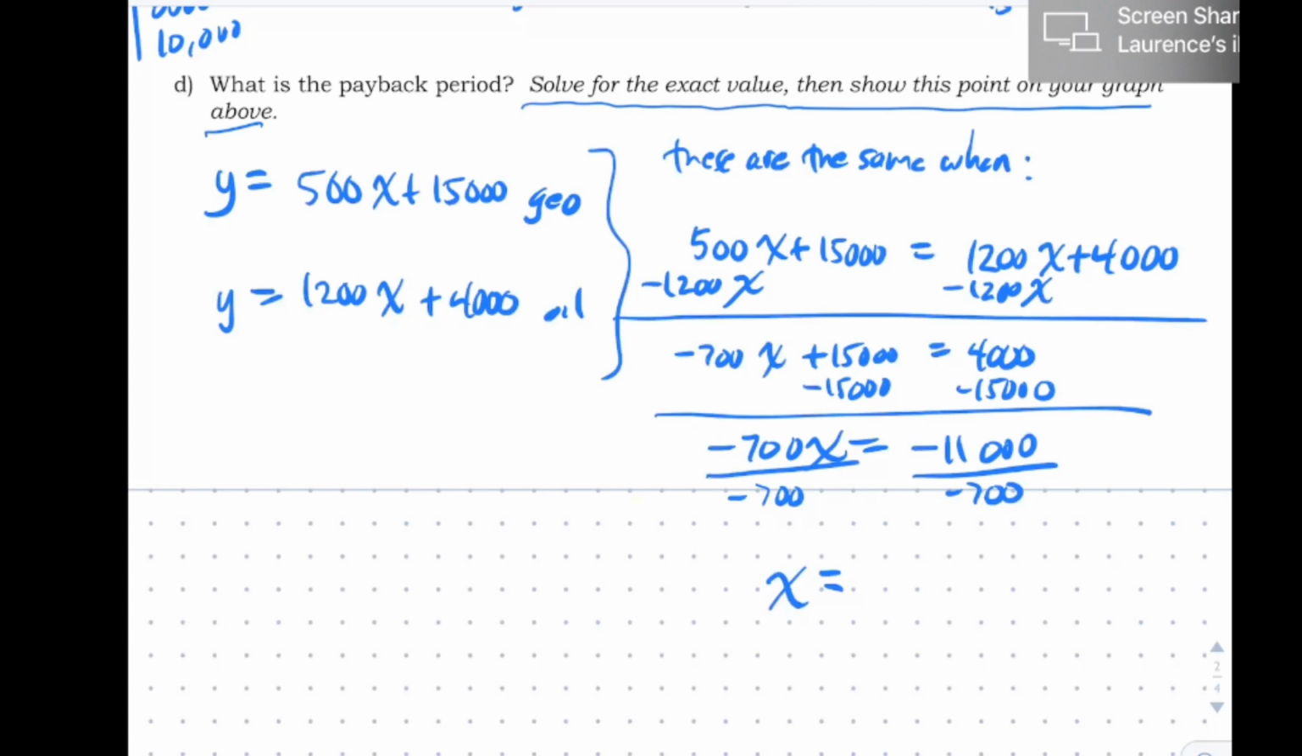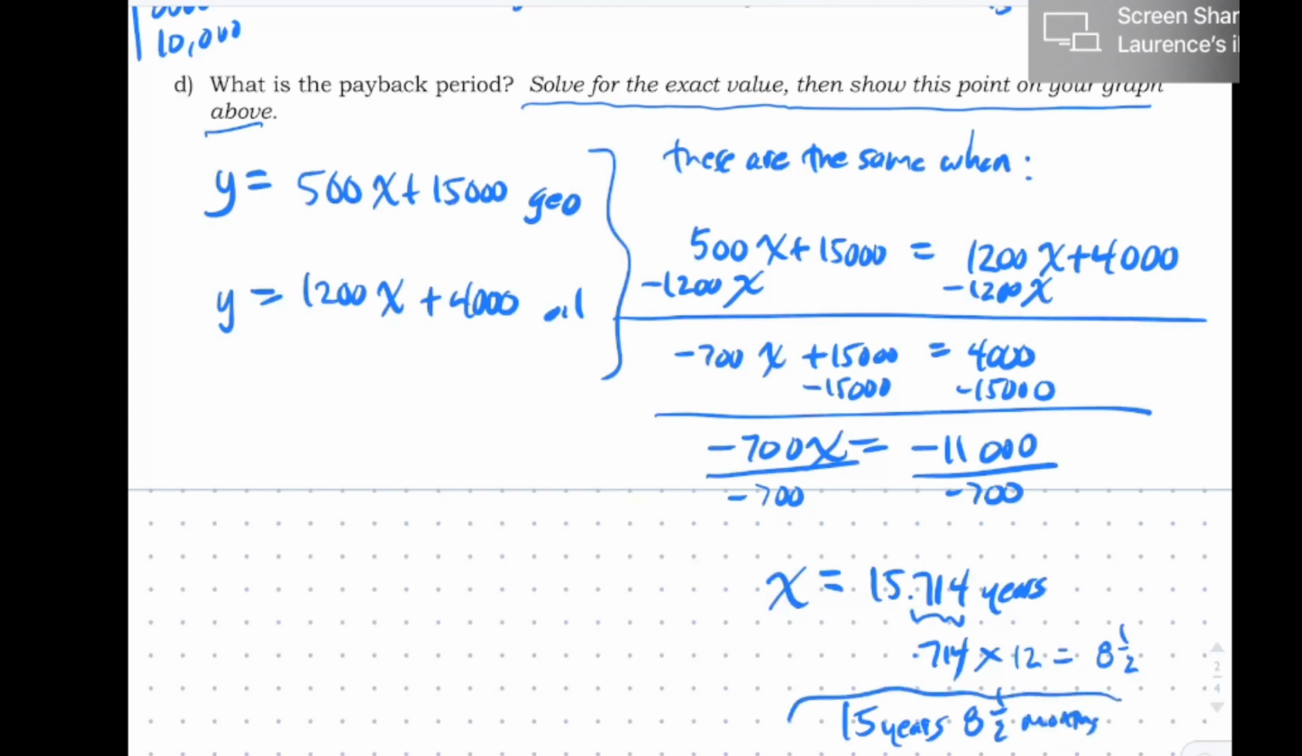Did I do this? I did do this. Rounding a little bit, I got 15.714 years. If you want, you can say 0.714. Notice that kind of means the same thing as 71% of another year. And a year has 12 months. And when I multiplied 0.714 by 12, I got just about 8.5. So you could say it's about 15 years, 8.5 months, which I think makes a better brochure than saying 15.7 years.